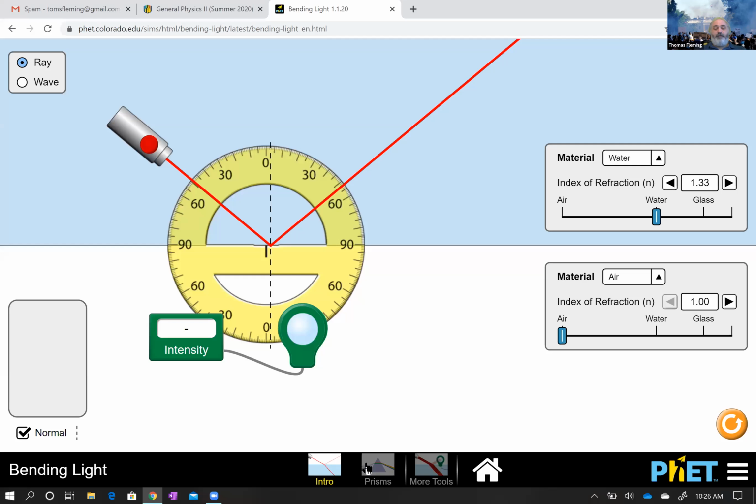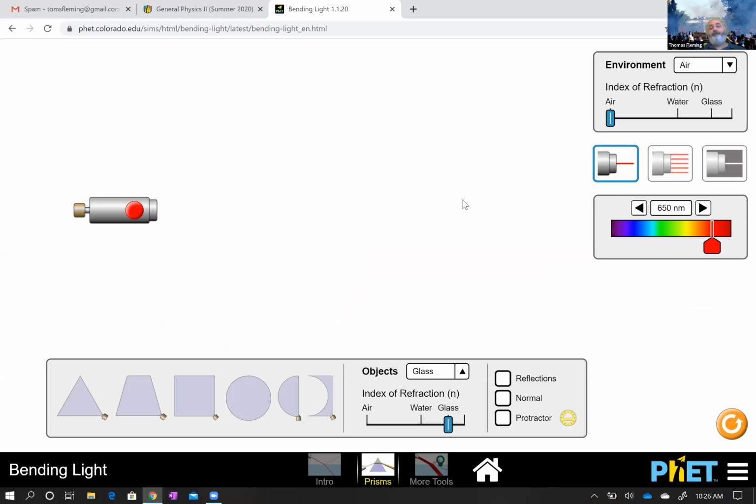And for this one, what I'm going to do is I'm going to go over to the prisms portion. So here's my handy dandy laser, and here's a big old piece of glass, and I can take that piece of glass and I can rotate it various which ways, and I can shine light through that glass.